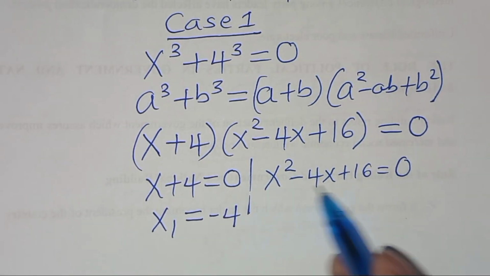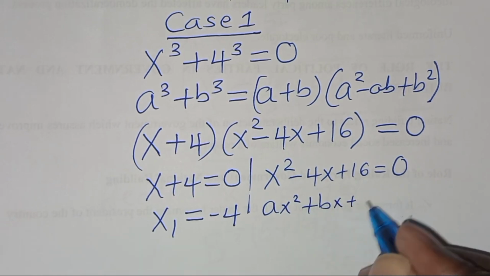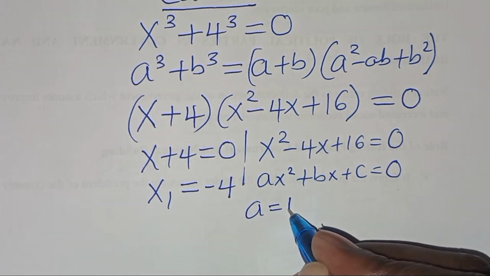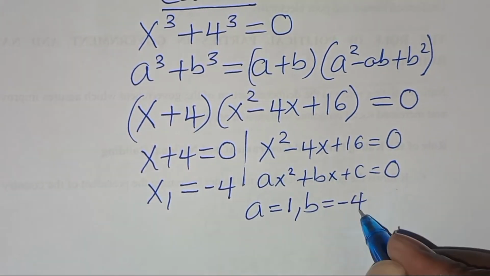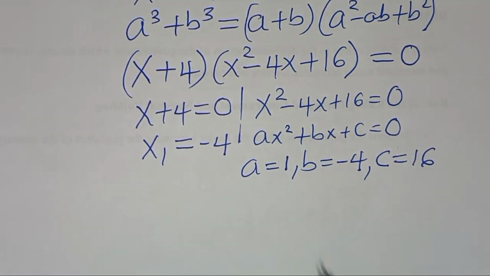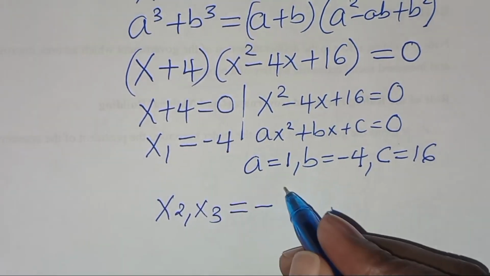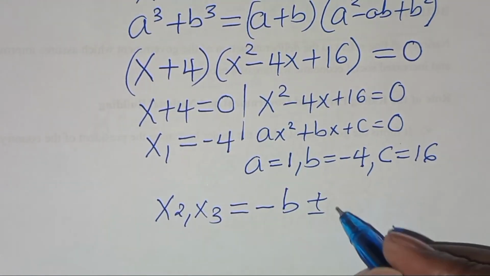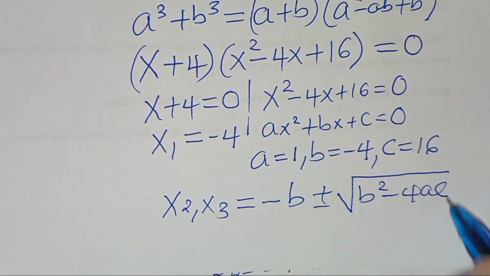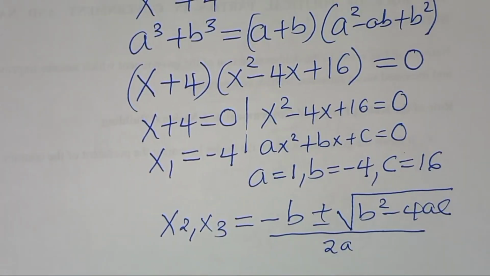Now we have a quadratic equation which is in the form of ax squared plus bx plus c equal to 0. And this implies that a is equal to 1, b is equal to minus 4, and c is equal to 16. So to solve for the values of x2 and x3, in this case, we introduce the quadratic formula, which is minus b plus or minus the square root of b squared subtract 4 times a times c, then divided by 2 times a. So let's proceed from here.